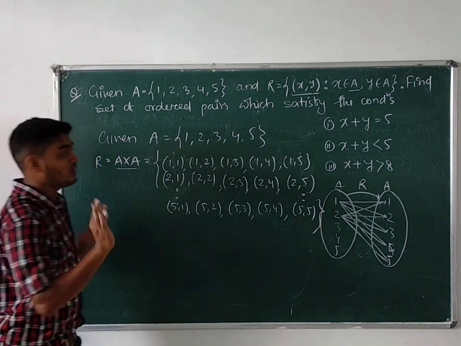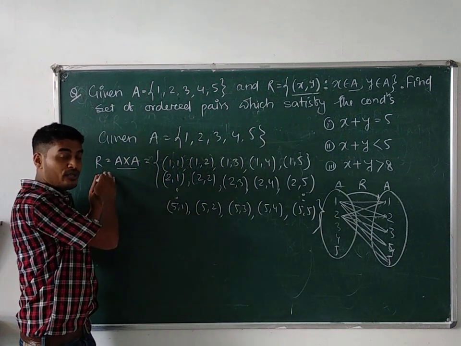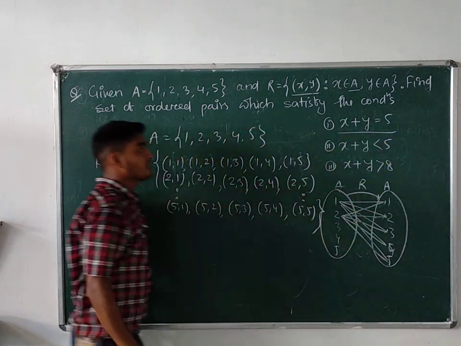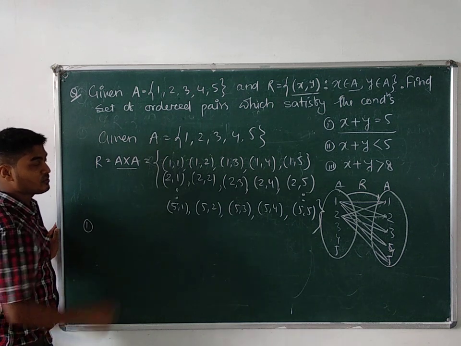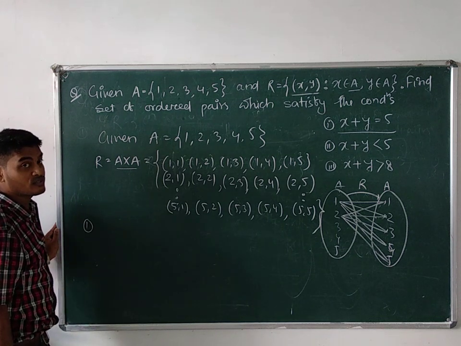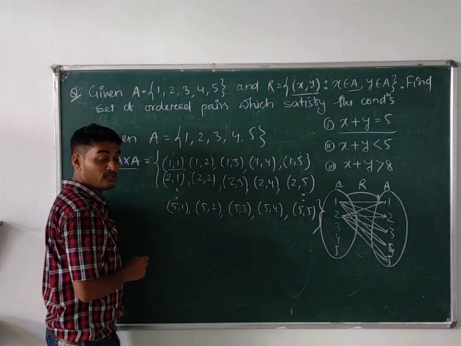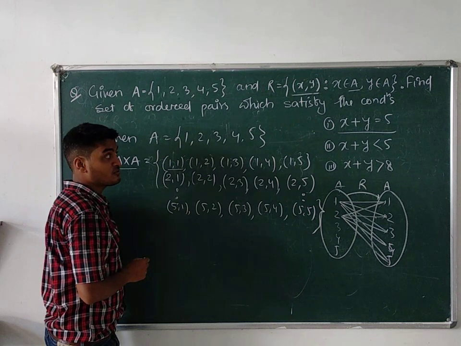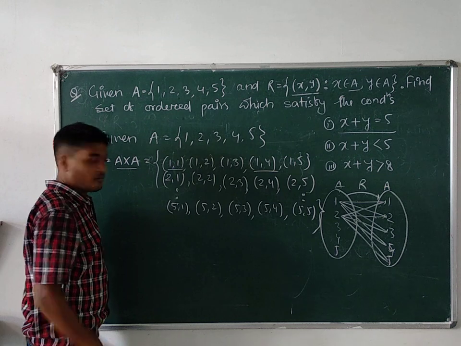Now we are going to find out, from A cross A, that is from R, all the possible ordered pairs which will satisfy the condition that the sum is 5. Under this condition, what type of ordered pairs will we get? Can we consider 1 comma 1? No, because 1 plus 1 is equal to 2, which is not equal to 5. But you have to consider all those ordered pairs where the sum is 5. That means obviously you can consider 1 4, okay.